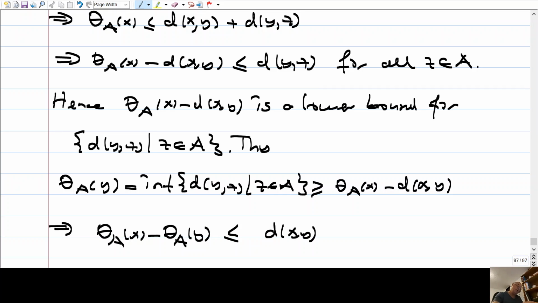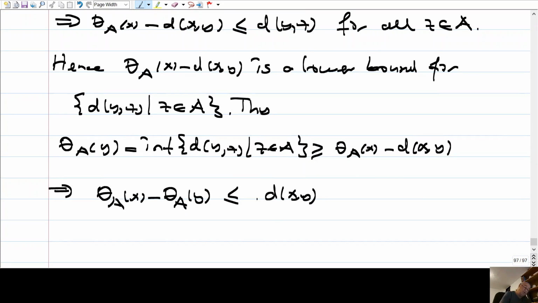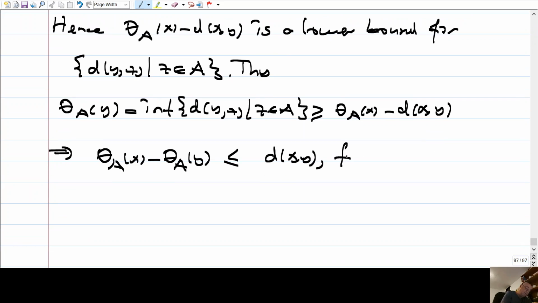Yes, right. We have to be careful. This is a lower bound for the set. Therefore, the infimum of this set, which is the greatest of all lower bounds, is at least this much. So the infimum is greater than or equal to this expression. Now this is for any x, y, for any x, y in X.